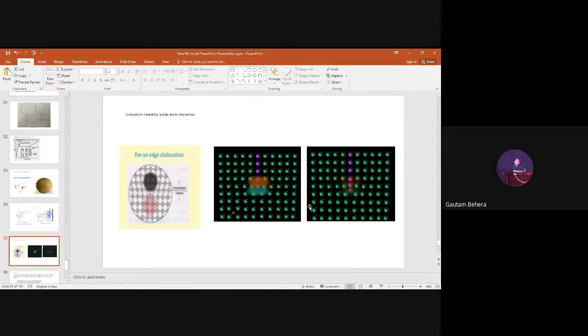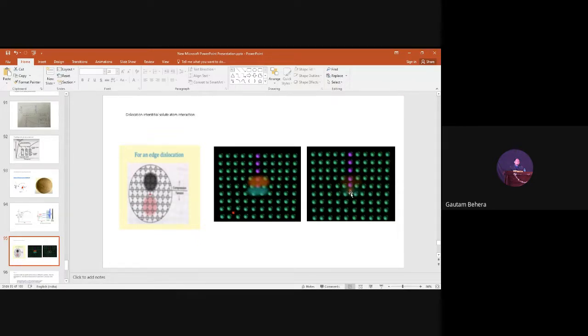So you can see this carbon atom or nitrogen atom sitting over here in the interstitial position is diffusing and going over here, right? So finally, what happens if you reach over here? It will pin the dislocation over here. Pin the dislocation means the dislocation cannot move easily right now due to pinning of the dislocation by this solute atom, carbon, nitrogen, boron, small atoms, right?